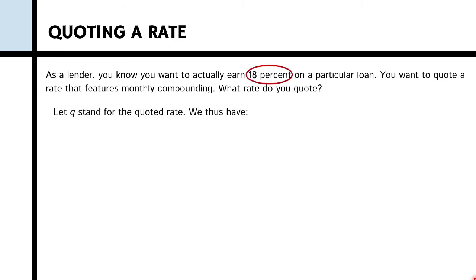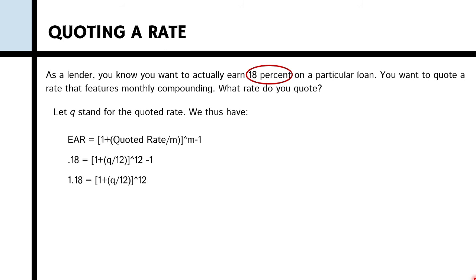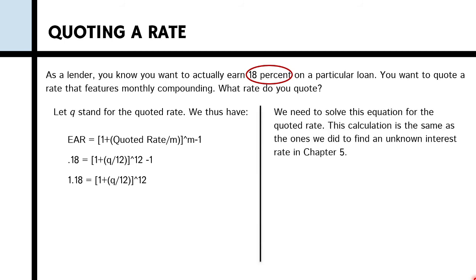We thus have EAR = the quantity (1 + quoted rate over m) raised to m, minus 1. So that will be 0.18 = the quantity (1 + Q over 12) raised to 12, minus 1. So 1.18 = the quantity (1 + Q over 12) raised to 12. We just transferred the negative 1 to 0.18 to have our EAR. We need to solve this equation for the quoted rate. This calculation is the same as the ones we did to find an unknown interest rate in Chapter 5.